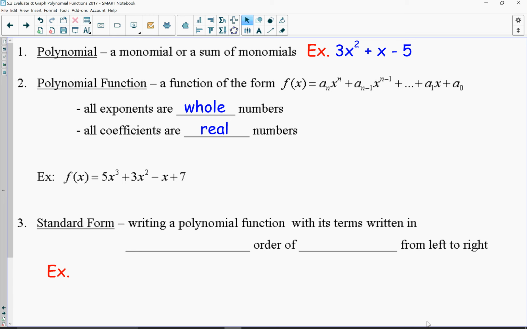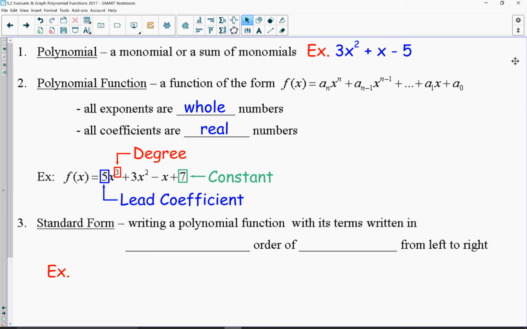Parts of this polynomial function that you need to be able to identify are the lead coefficient, which is always the number that is the coefficient of the variable with the largest exponent. The degree of the function is always the largest exponent. And then the constant is always the term that does not have a variable. So it's just a number.